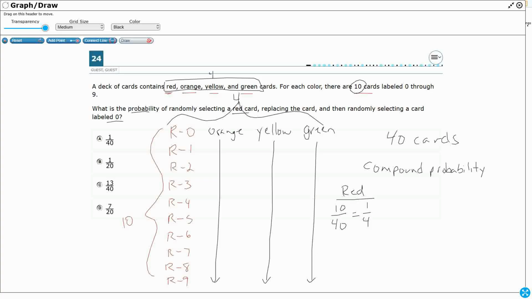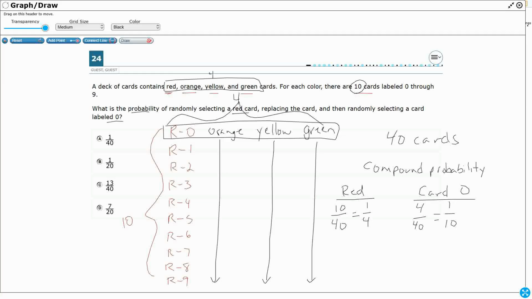Because what we do when we have a compound probability is we multiply the simple probabilities together. So it's going to be 1/4, and then I'm going to have the card 0. What are the options there? How many zeros do I have? Well, remember, I've got 4 of them right here. I've got a red 0, an orange 0, a yellow 0, and a green 0. So I've got 4 out of my 40 cards. Or I can say, well, out of the 10 numeral cards, one of them is going to be 0. So it's probably going to be easier for us to use the simplified versions.